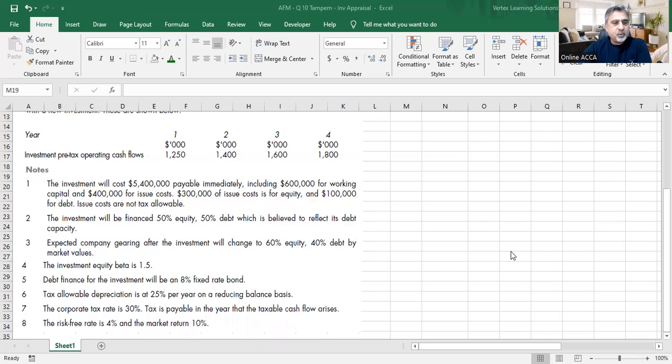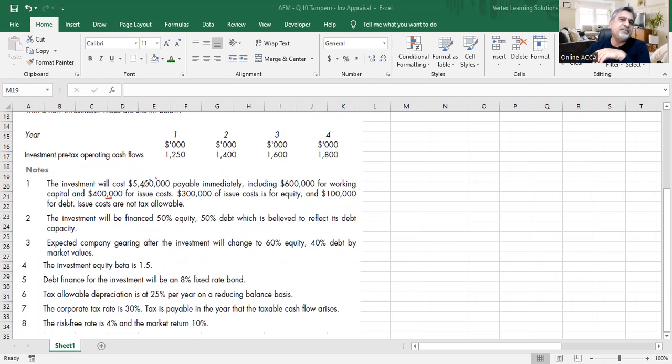Then they have given us some notes which are important to understand. Number one, the investment will cost 5.4 million payable immediately, and this 5.4 million includes 600,000 for working capital and 400,000 for issue cost. It means 5.4 is the total, 4.4 is your non-current asset, something like plant and machinery, whatever. 600,000 you have kept for working capital, 400,000 is for issue cost.